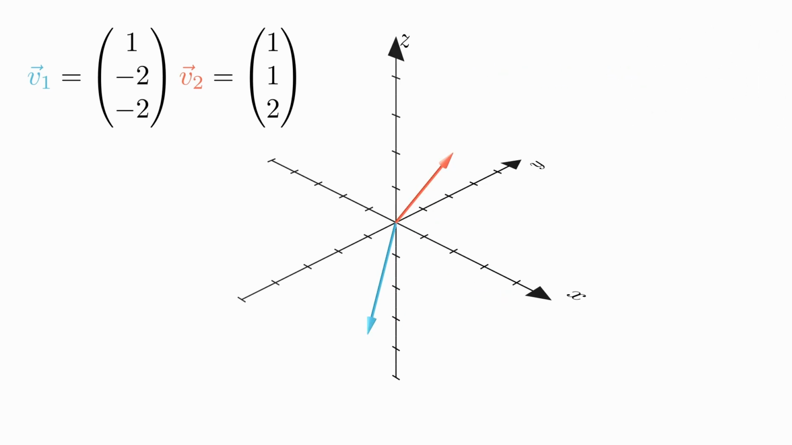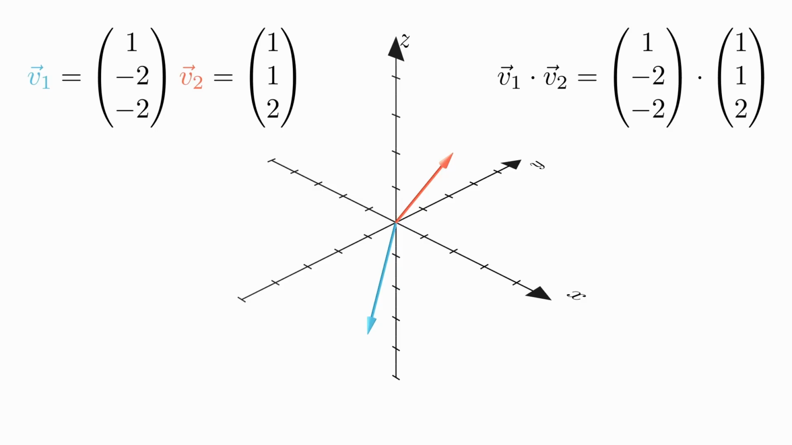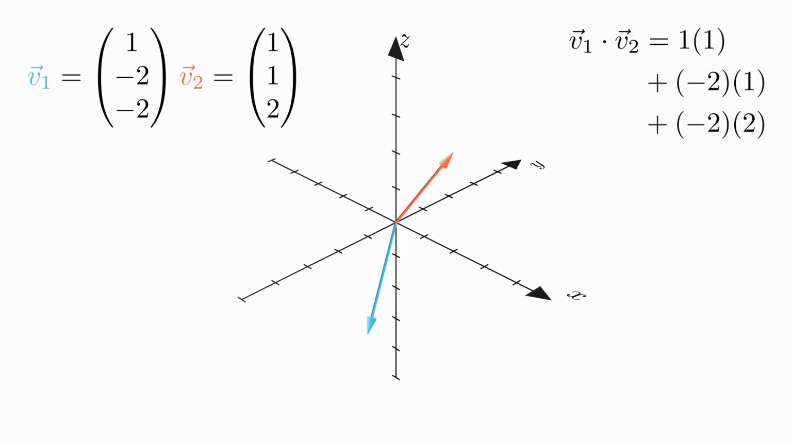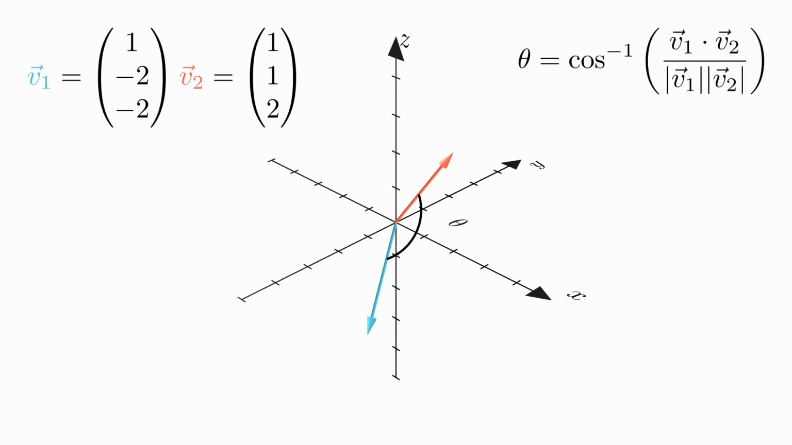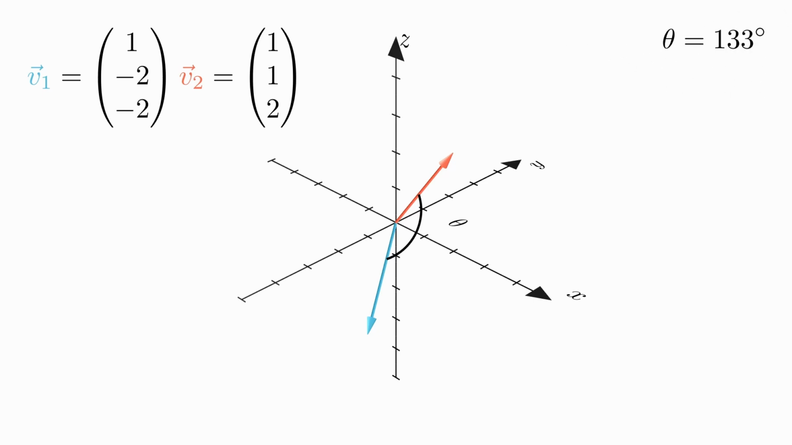There are 2 types of vector multiplication, the dot product and the cross product. The dot product of 2 vectors is calculated by multiplying each component together and then summing all of the products. Therefore, the result of the dot product is a scalar. The angle between the 2 vectors is related to the dot product. This relationship is useful because it means we can calculate the angle between 2 vectors quite easily. Like in this example, we can find that this angle is about 133 degrees.